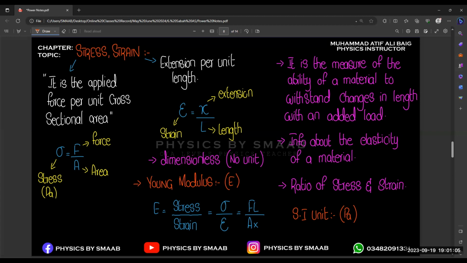The last one is the elastic potential energy. You already know about that formula, so it is not very confusing. In the next class we will try to end this chapter, and then we only have to solve the past papers.